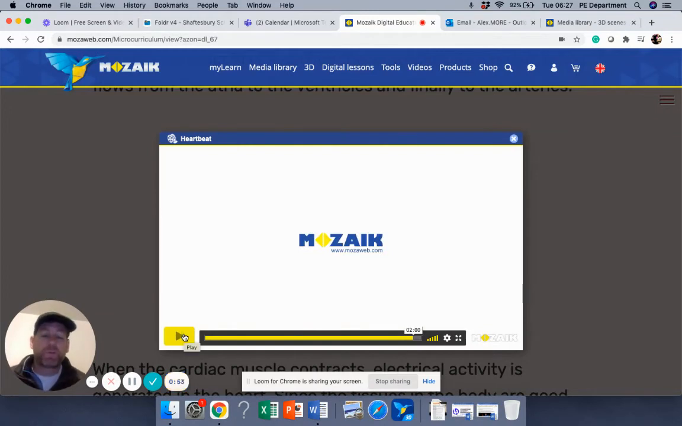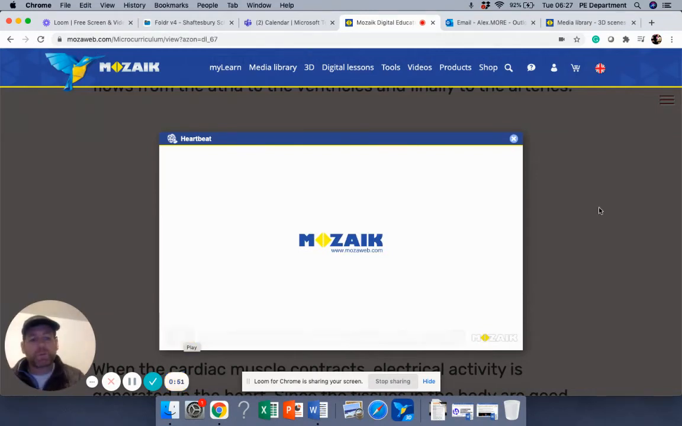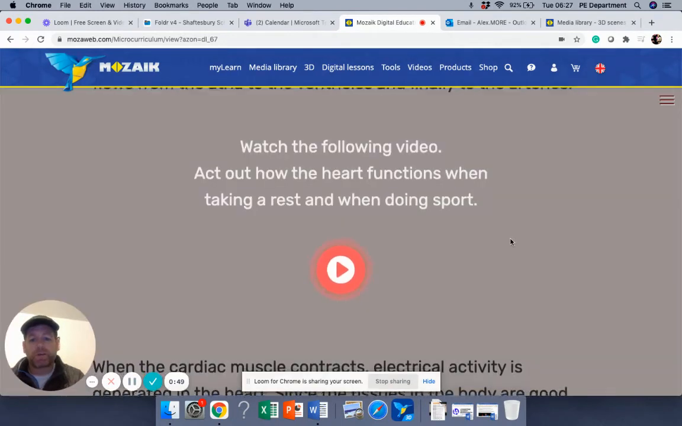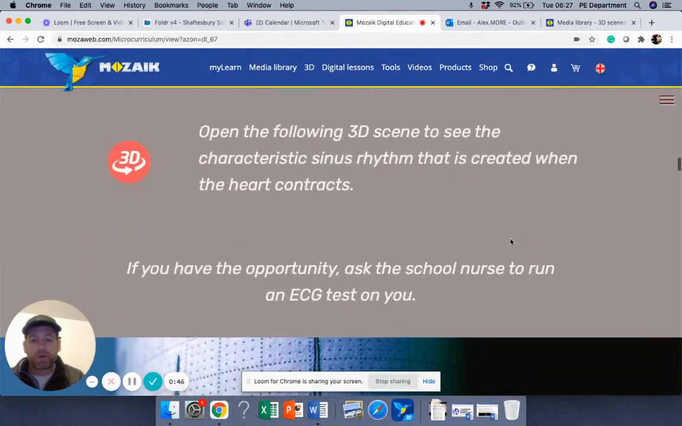So that's a brief overview of the human heart. And what we're going to do is dive into this in a little bit more detail in future Mr. More PE podcasts.